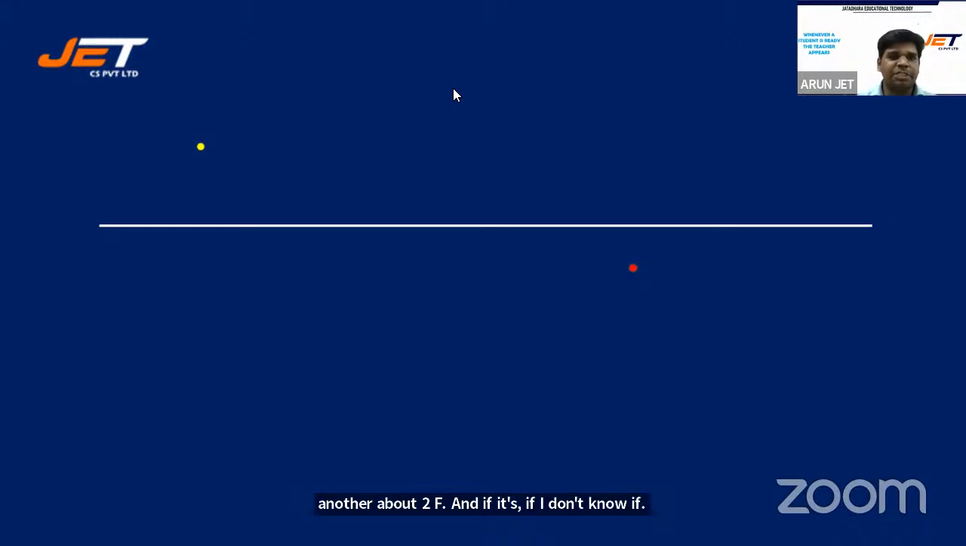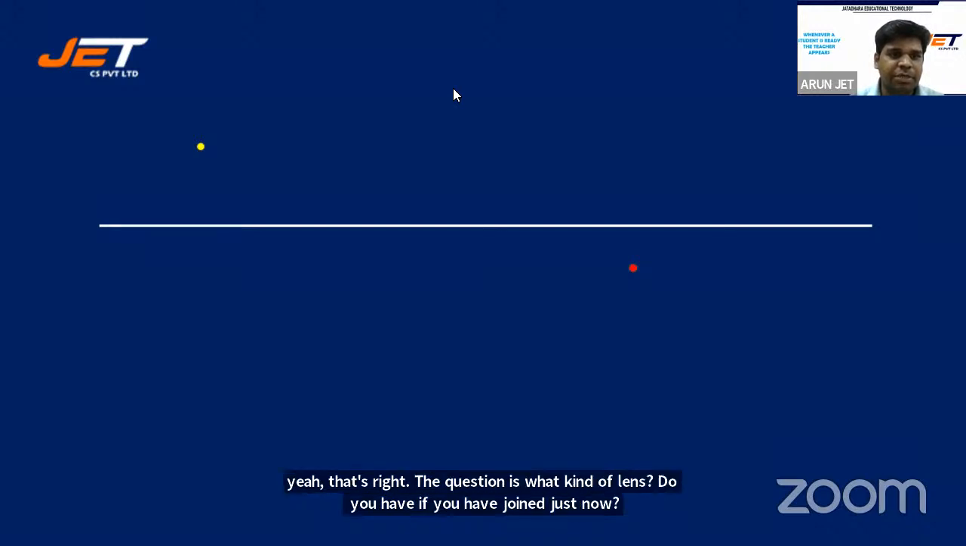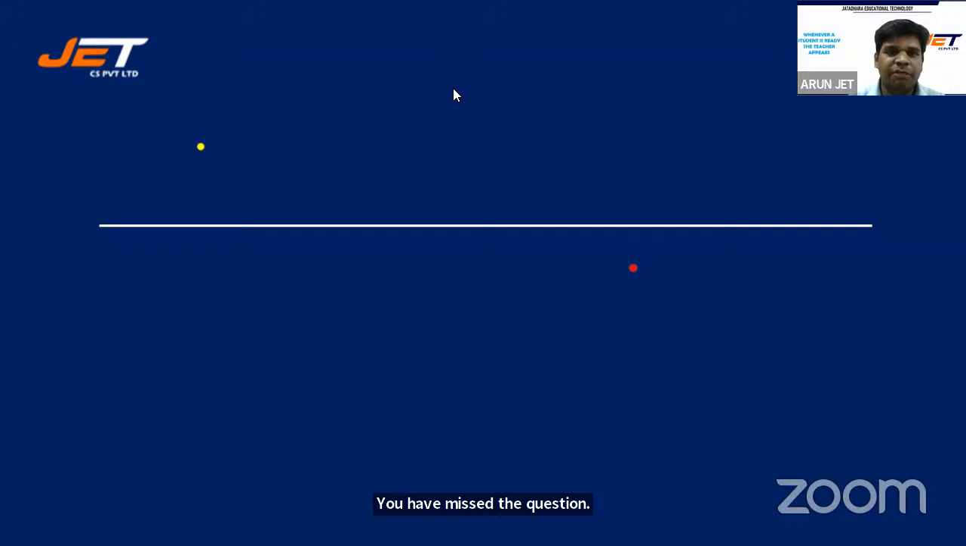yes, that's right. The question is, what kind of lens? Ria, if you have joined just now, you have missed the question. The question is, what kind of lens should I use, where should I position the lens, and what is the focal length of the lens used. I have to figure out, using ray diagram and ray tracing, the lens given an object and image. Usually we find the image given an object and lens, but now we are finding out the details of the lens, given object and image.